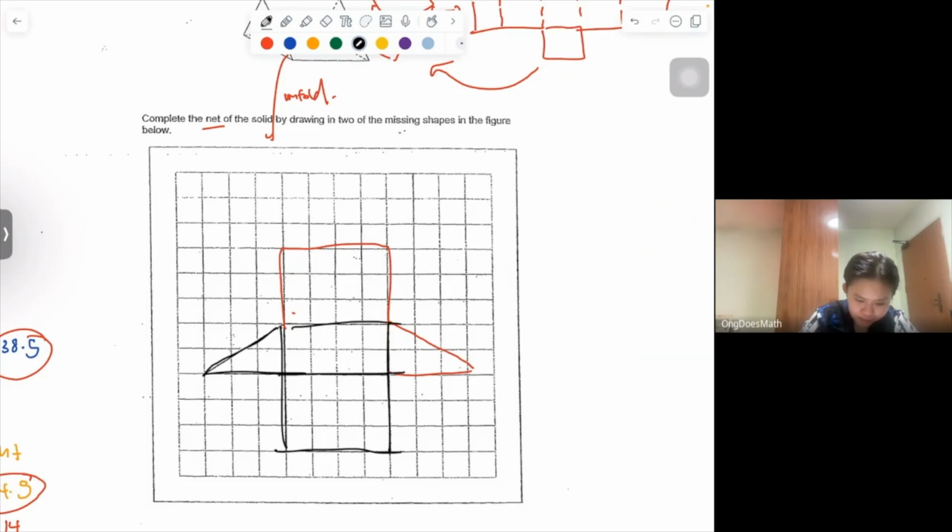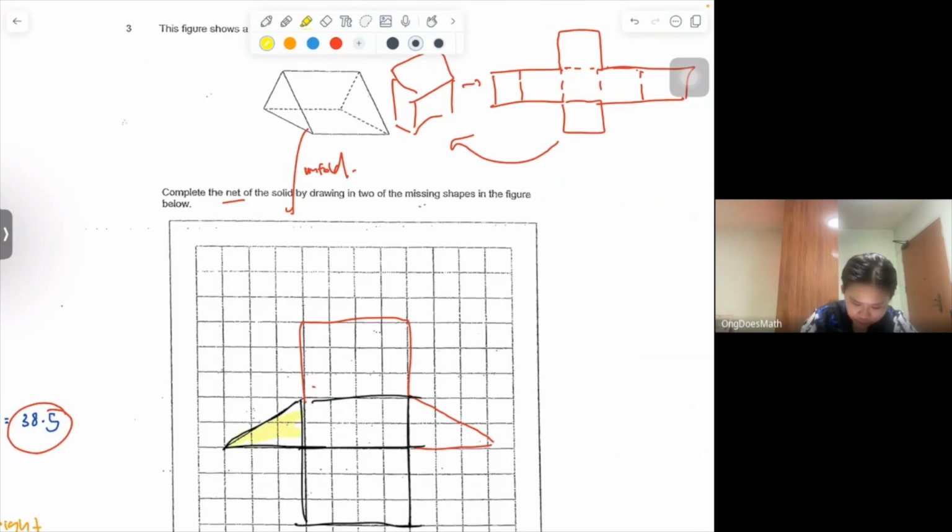Okay, so I'll highlight the corresponding sides using different colors. So this yellow triangle, I think this one is more obvious. This yellow triangle comes from here. Then this part over here, the blue part, comes from here. Then the red part actually comes from here. And the remaining unshaded part corresponds to the remaining unshaded part in the figure.